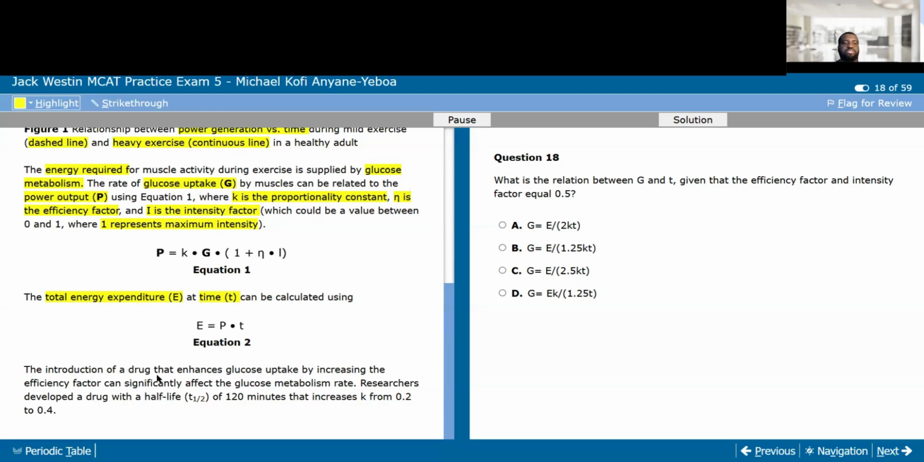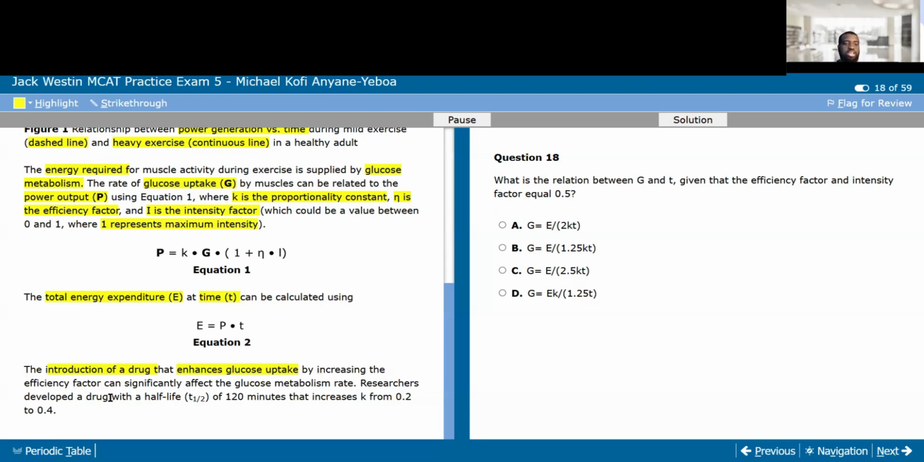The introduction of a drug that enhances glucose uptake by increasing the efficiency factor can significantly affect the glucose metabolism rate. So if you introduce a drug and this drug happens to enhance glucose uptake, and how does it enhance glucose uptake? It increases the efficiency, right? That drug can significantly affect glucose metabolism rate. They didn't tell us how, but it is something to take note of.